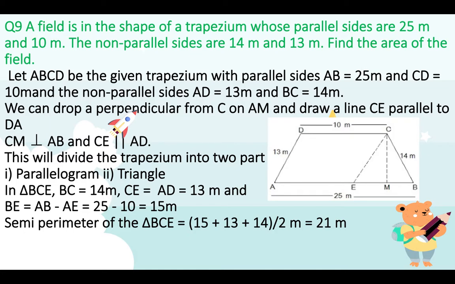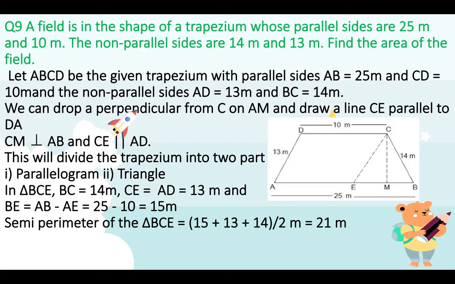So over here I can calculate the length of BE by AB minus AE. Okay, AB is 25 and AE will be 10. Why it will be 10? Because this figure is a parallelogram. And in a parallelogram, you know, opposite sides are equal and parallel. Since DC is 10 meters, therefore AE will also be 10 meters.